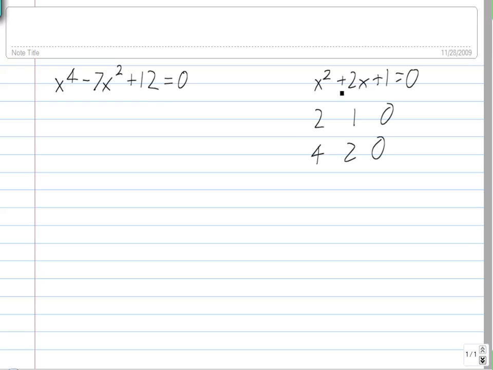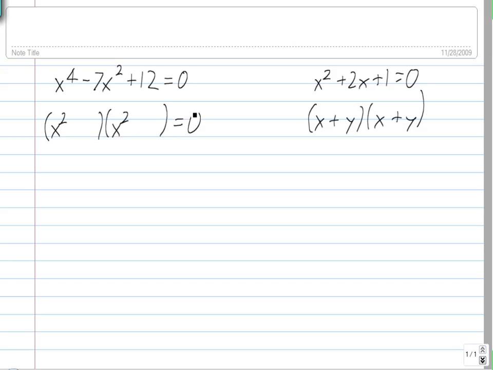So the idea here is that this equation has the same, I guess you could call it, ratio that this has. So that means we can solve it the same way. And when we would solve something like this, we would have x plus something and then x plus something as well. Notice that x is the square root of x squared, so we need to take the square root of x to the fourth, which is x squared.